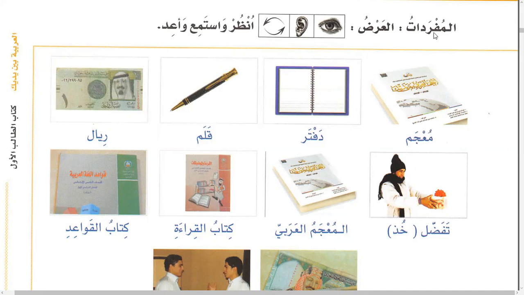Read from here. المفردات. Do you know what is mufradat? How can I say it in English, I don't know. Vocabulary. Mufradat means vocabulary. Okay. Look, listen, and repeat. Good.